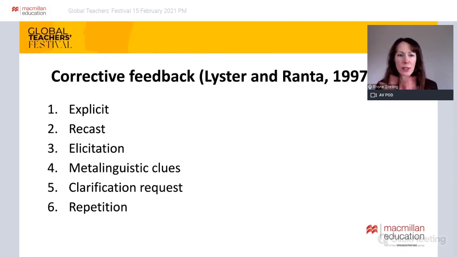And these are 6 types of corrective feedback that you can give when you hear those errors. And these are all pretty much ones that we'd use on the spot. The student makes a mistake and boom, we've corrected it straight away. So we've got six mentioned here by Lyster and Ranta. So let's go through these.